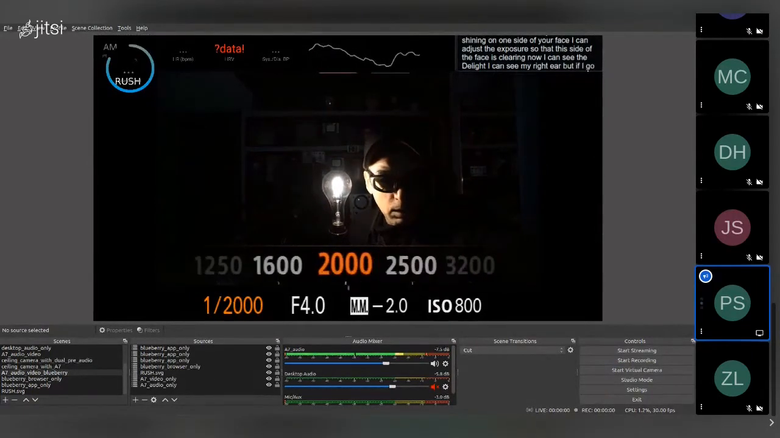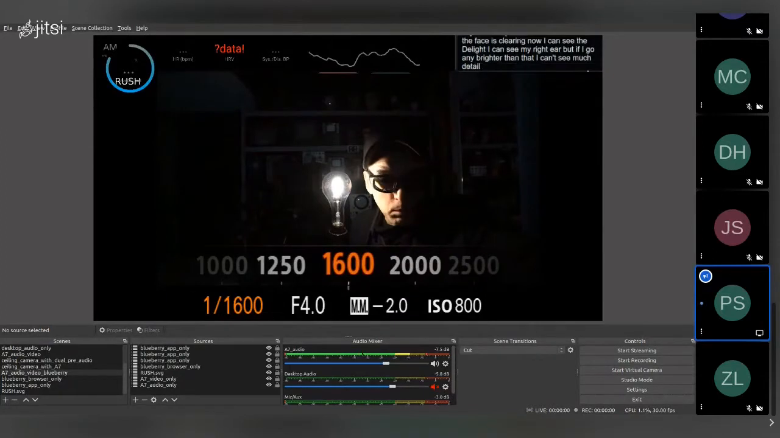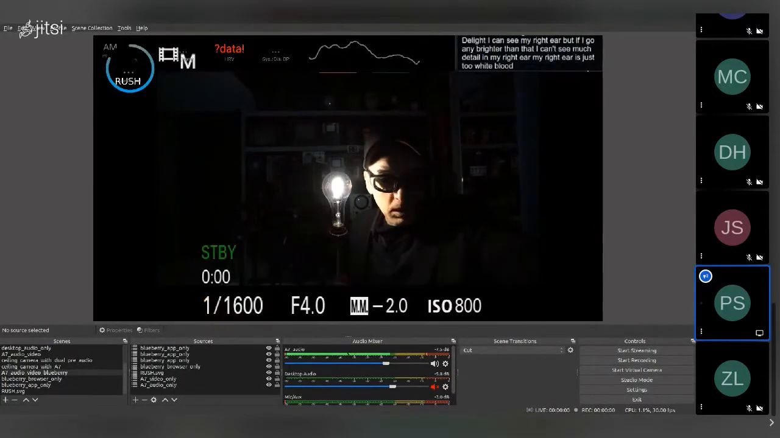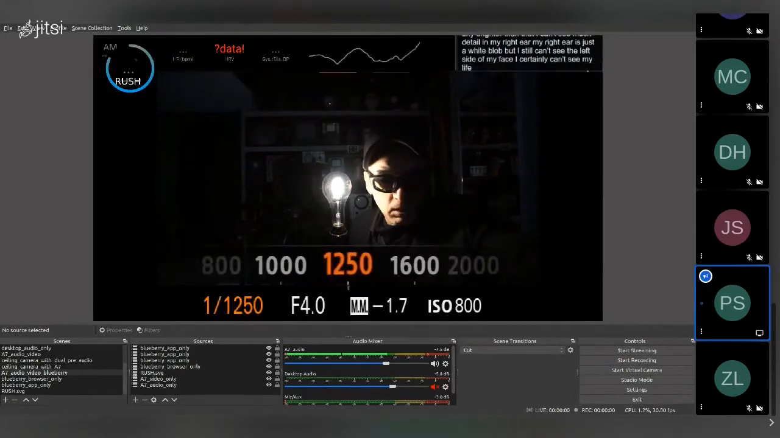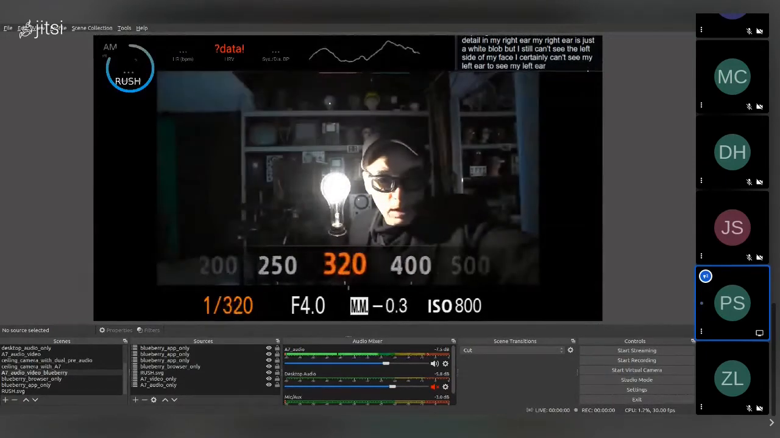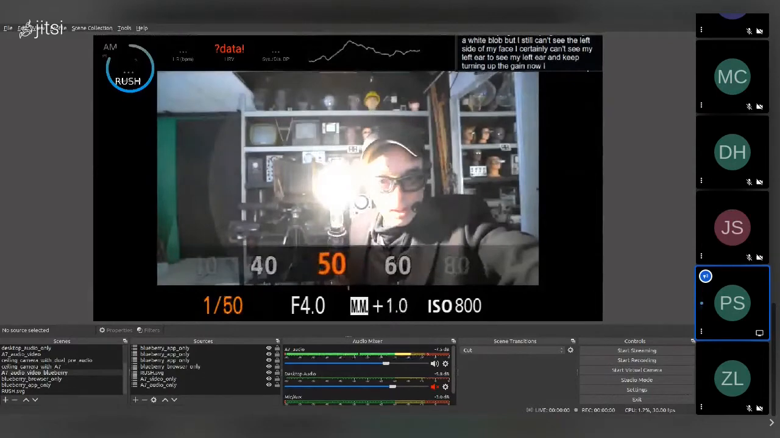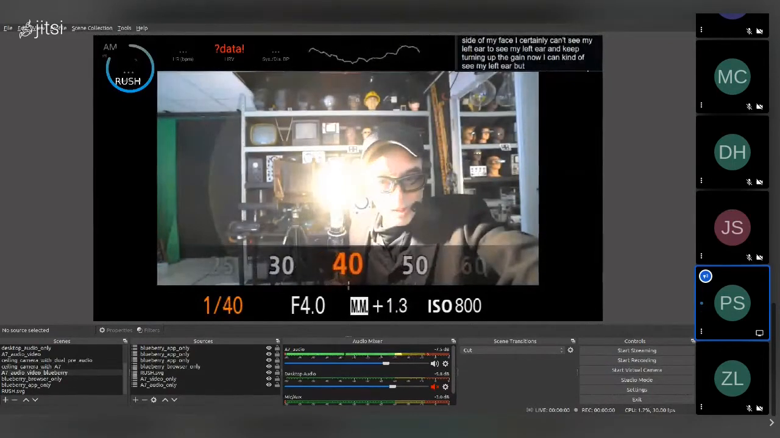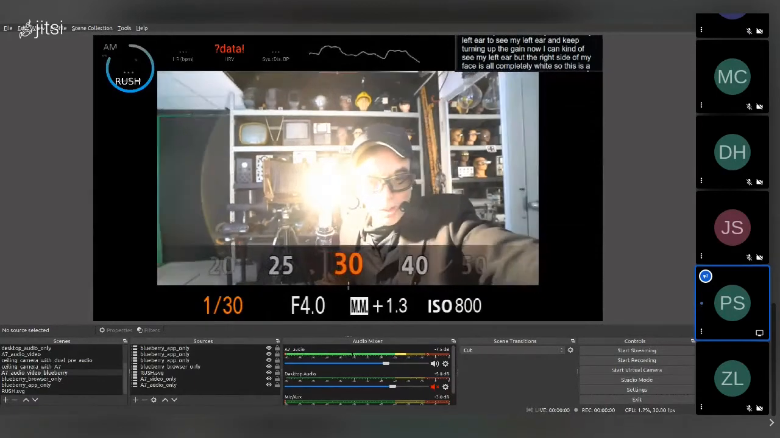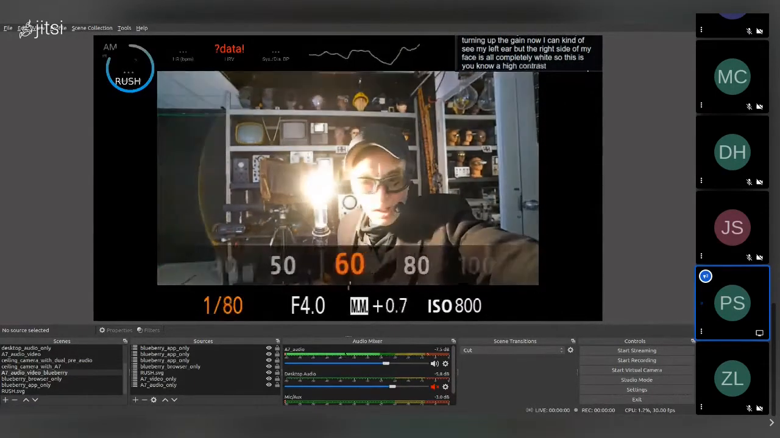But if I go any brighter than that, I can't see much detail in my right ear. My right ear is just a white blob, but I still can't see the left side of my face. I certainly can't see my left ear. To see my left ear, I have to keep turning up the gain. Now I can kind of see my left ear, but the right side of my face is all completely white. So this is a high contrast scene.